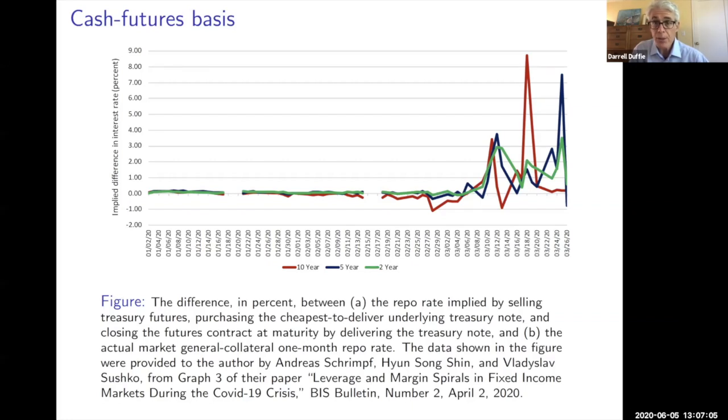where you can see there were spikes in this basis of hundreds of basis points, meaning two different interest rates, both very safe, for the same maturity, were differing by hundreds of basis points, indicating dysfunctionality in the market. By the way, this diagram is from an excellent paper by Shin and Schrimpf and Sushko from BIS, and they were kind enough to lend me the data to plot it for this slide.